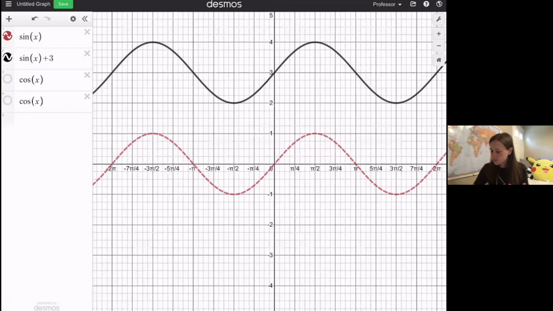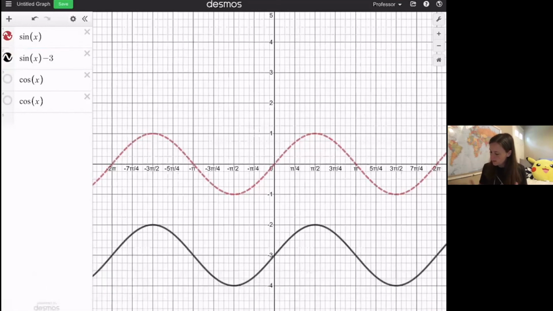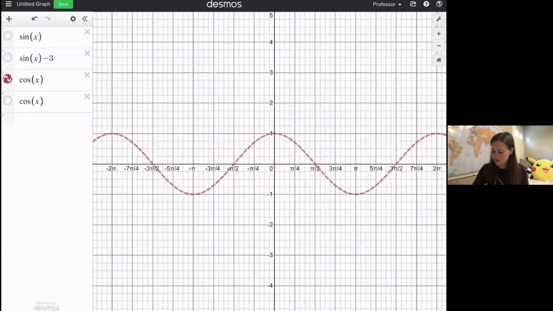And again, if I were to subtract instead of adding, that would take the graph, and now the midline is at -3. And the same will work for cosine as well. In fact, with cosine, let's try to see if we can change the amplitude of the function. So let's turn off sine and turn on cosine. And let's talk about the amplitude.